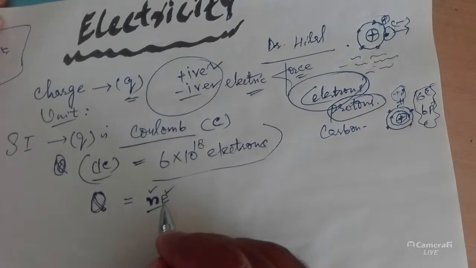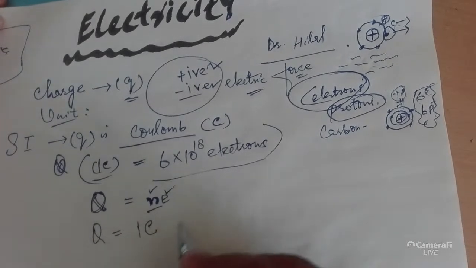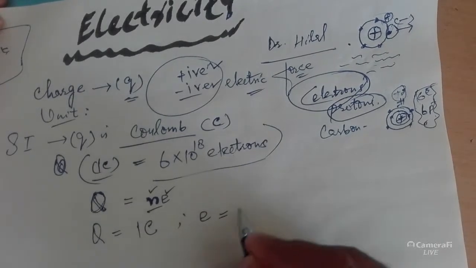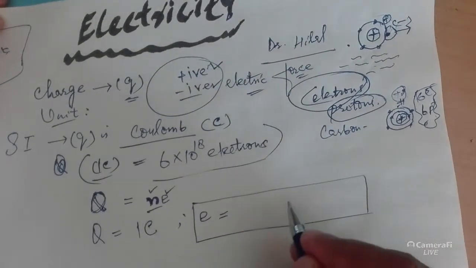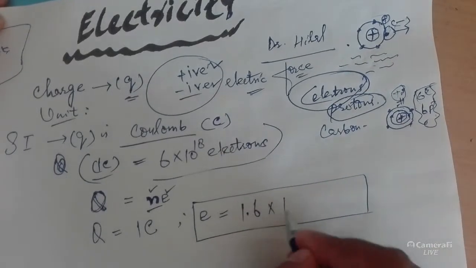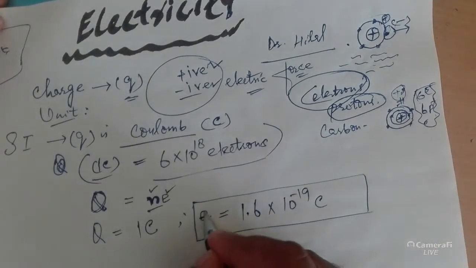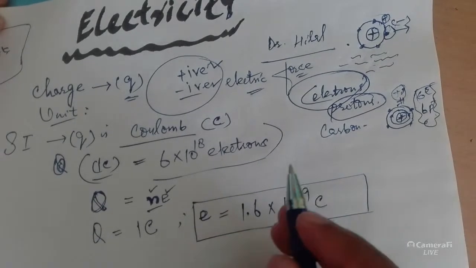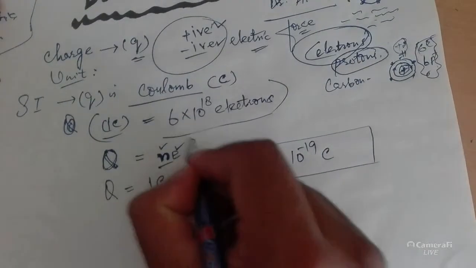For example, if Q equals 1 coulomb, and we know the charge of an electron, this is very important, we should note it down. The electron is negatively charged, and each electron carries 1.6 into 10 to the power minus 19 coulomb of charge. So we want to know how many electrons are present in one coulomb.